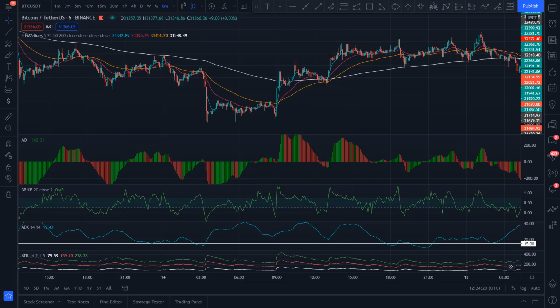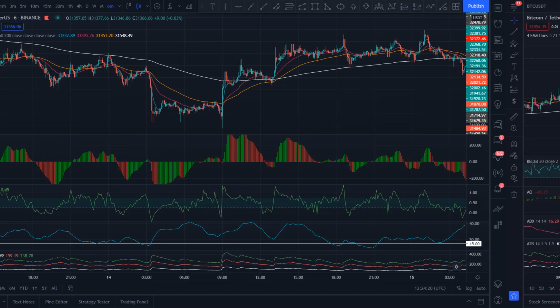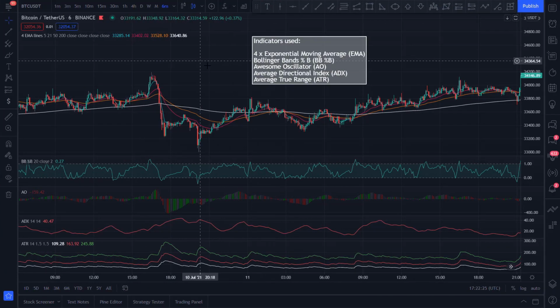The strategy idea is again from TradePro, but I changed some rules and we are trading on Bitcoin instead of Ethereum. For this strategy, we are going to be using 5 different indicators and we are going to trade on the Bitcoin USDT pair and on the 6-minute time frame.